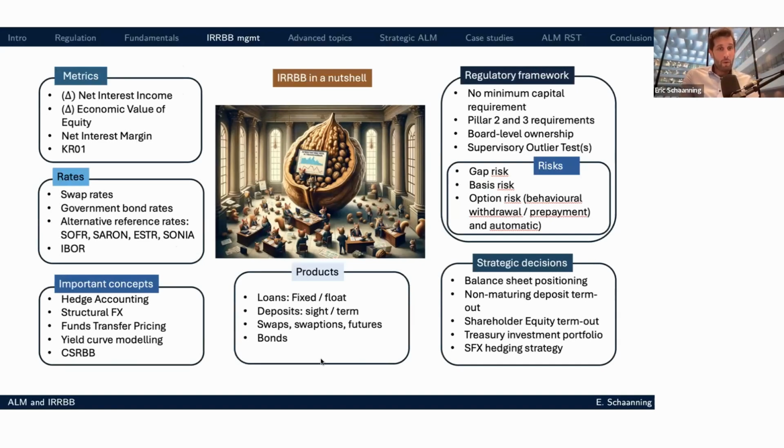So we've covered quite a lot now. We went through the UBS balance sheet at the very beginning and talked about the different products. We talked about the regulatory framework. So there's no Pillar 1 capital, but there's Pillar 2 and Pillar 3: the supervisory review and evaluation process and the public disclosures. The board needs to own interest rate risk in the banking book. We also talked about the supervisory outlier tests. We went through the different risk types, gap, basis and option risk. And we've gone through the metrics and also discussed the different rates, not at a very detailed level, but some.